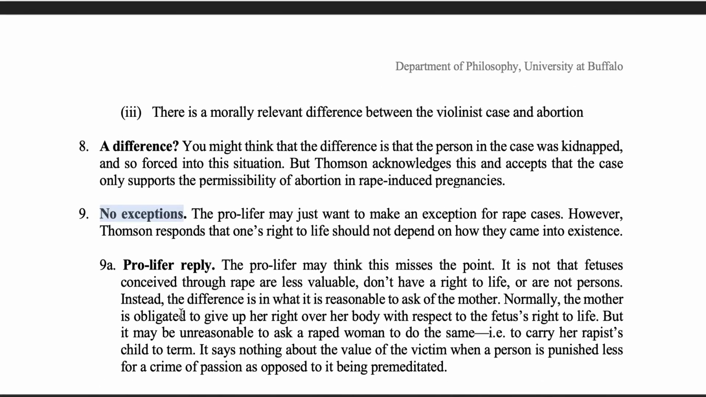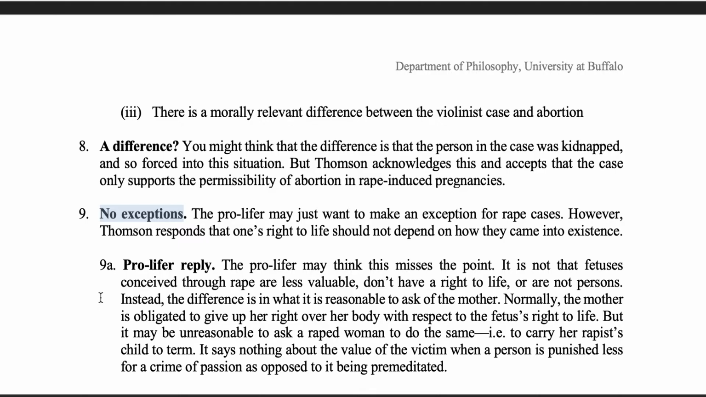Now, the pro-lifer in reply might say, look, you're missing the point, Thomson. It's not that fetuses conceived in this way are less valuable, or don't have a right to life, or are not persons. The difference is what is reasonable to ask of the mother, right? It's about this voluntariness, this consent, this knowing of what you're doing. Normally the mother is obligated to give up her right, with respect to the fetus's right, but that's because there's usually this voluntariness, this knowing factor. You know the risks when you have sex and so on, but it just seems unreasonable to ask a raped woman to do the same, right? It's not like she knew what she was doing, or consented to carry her rapist's child to term. It doesn't say anything about the value of the victim, right? That's what the pro-lifer might want to say.